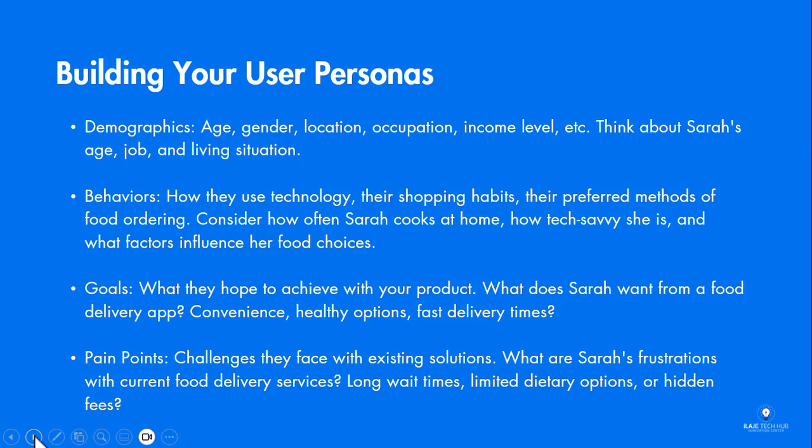The third element of how to build your user persona is goals. Here we look at what they hope to achieve with your product. What does Sarah want from a food delivery app? Convenience, healthy options, fast delivery times, etc. The last one is pain points: challenges they face with existing solutions, if there are any. What are Sarah's frustrations with current food delivery services? Long wait times, limited dietary options, or hidden fees. These are some of the pain points that you might want to consider in the food delivery app.